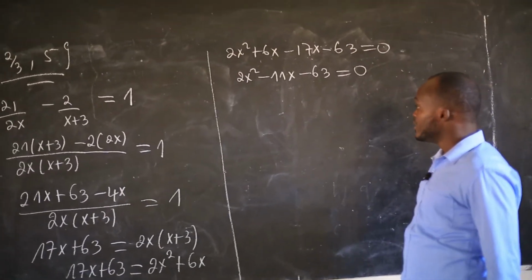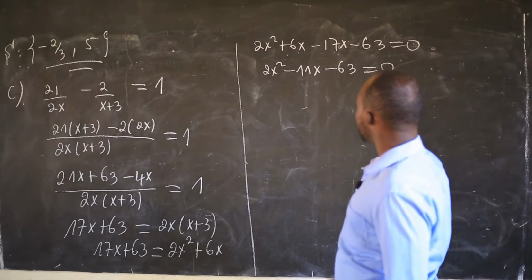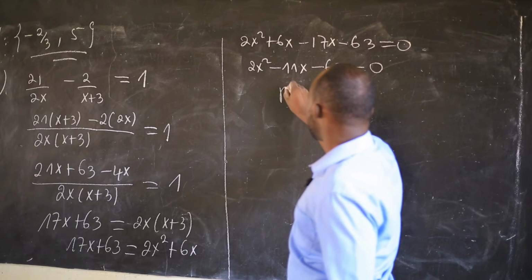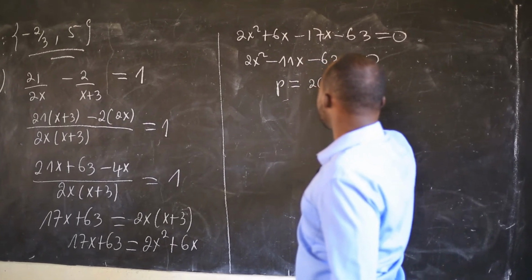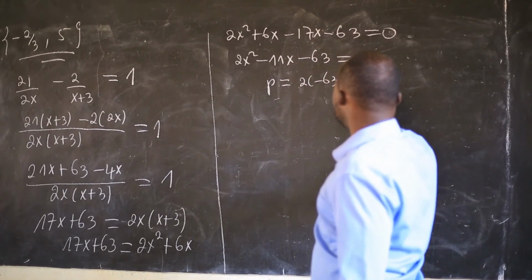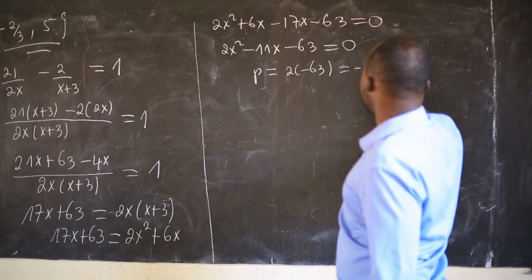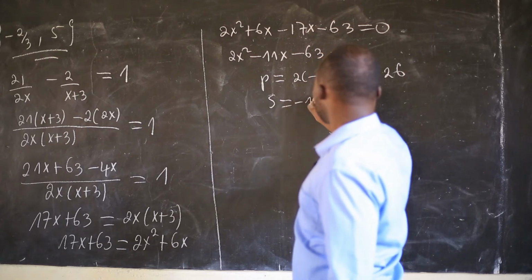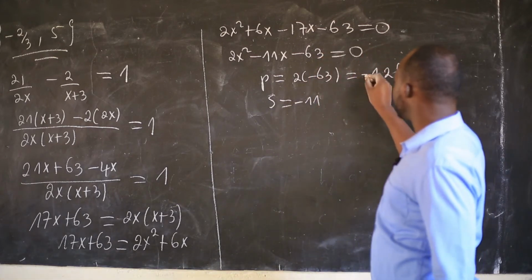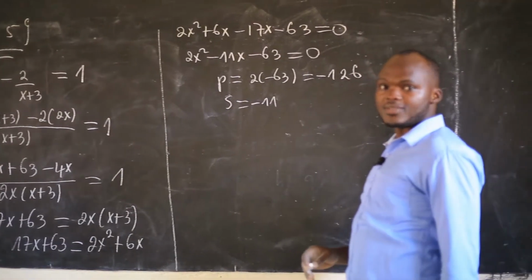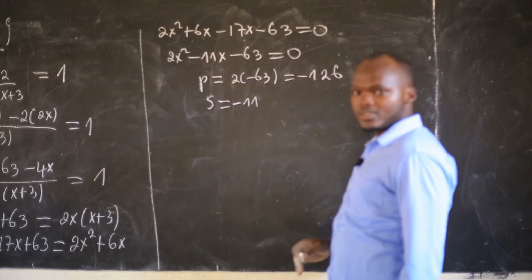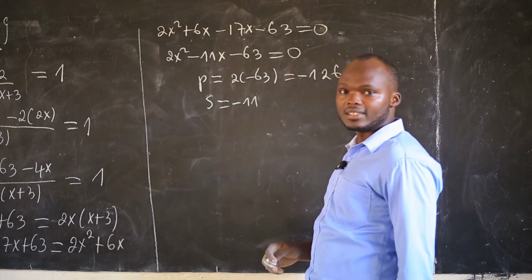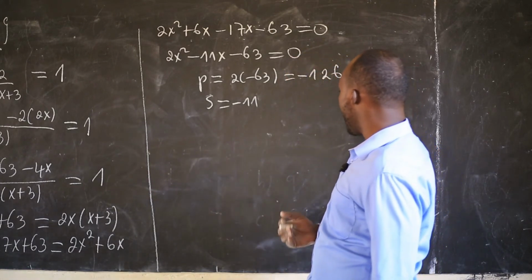So what do we do here? You see we have this kind of quadratic equation where the product is 2 times negative 63, which is negative 126, and our sum is negative 11. You see that negative 126 is a big number. To find its factors can take you time. But what you do, if you know how to use the quadratic formula, immediately you can use it, then you bring it to factorization. How can I do that?